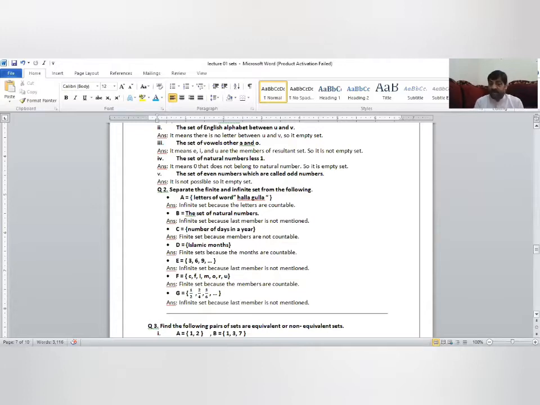But when we come to set C, the number of days in a year, we can count the number of days, 365. So it is countable, a finite set. Set D is equal to the Islamic months. There are 12 Islamic months, so we can find the number of months, 12. Finite set. Dear student, here set E is given in tabular form, and in the last lecture I also explained that in tabular form the last element is not given, and in descriptive form the last element is not mentioned. So that is why it is an infinite set. Dear students, in set G, even though it is in tabular form, the last element is not mentioned. So that is why it will also be an infinite set.